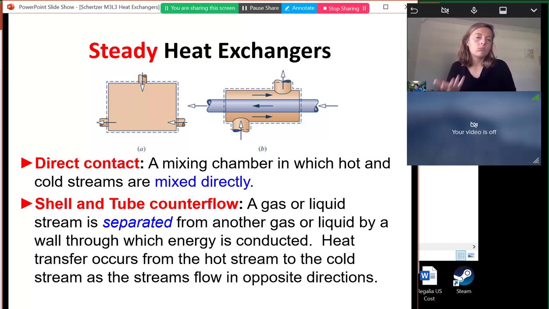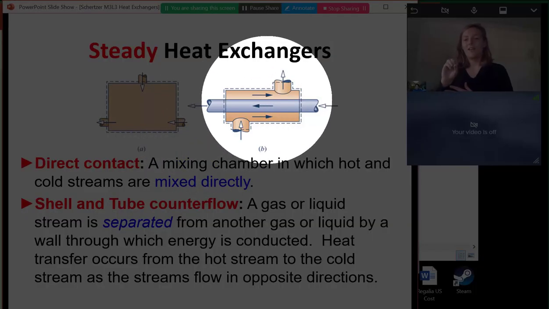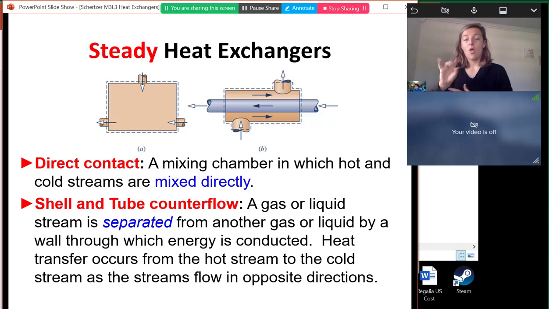We're more interested in shell and tube or counterflow heat exchangers in this class, which is sort of like this picture here on the right, where we have flow that's separated. So we have some hot channels and some cold channels, but they don't mix. And oftentimes you'll have different fluids.